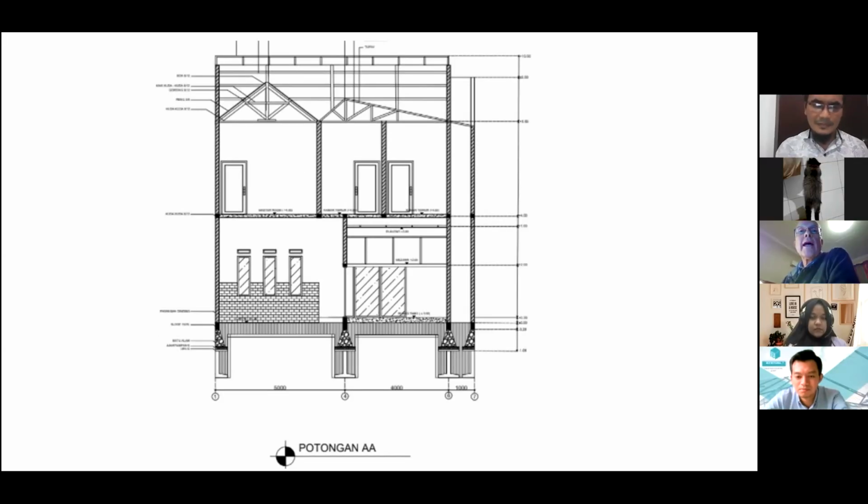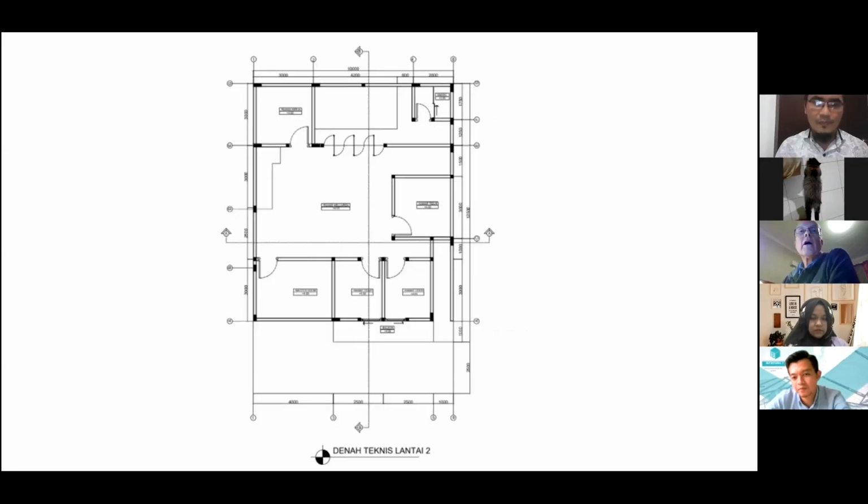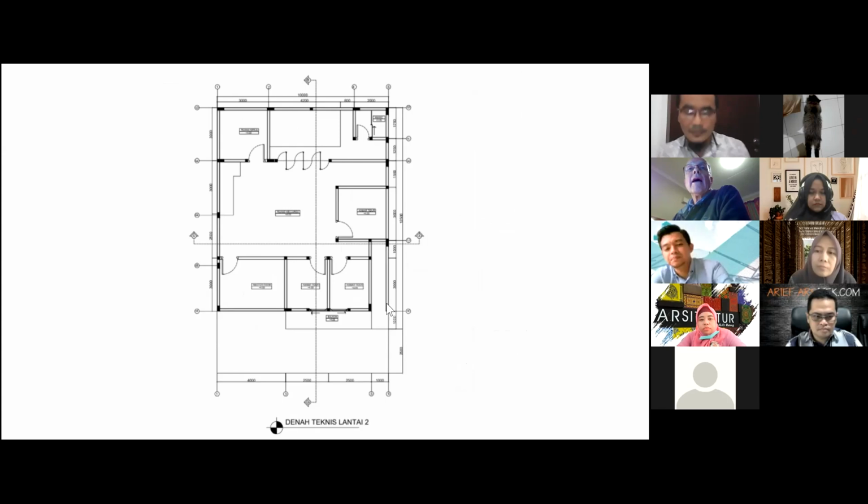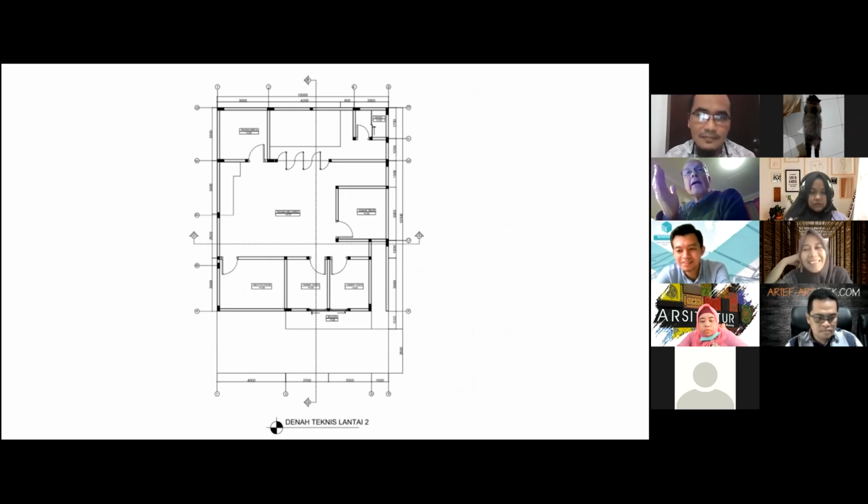So if we go to lantai 2 here, you can see that piece of wall. It is 3 meters long in plan and it is about 8 meters high. And so that is actually very dangerous. That wall will just flap in an earthquake and collapse.